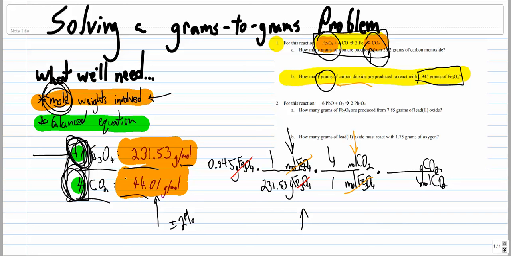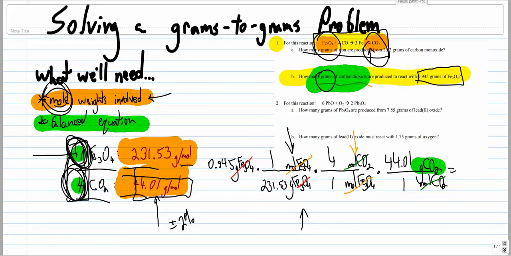So now I go back to my mole weight here for CO2, and 1 mole of CO2 is 44.01 grams. And what do I cancel out now? Now I cancel out my moles of CO2. And what am I left with? I am left with grams of CO2, which is what I wanted, so that's a good thing.